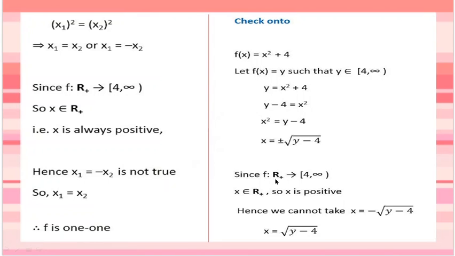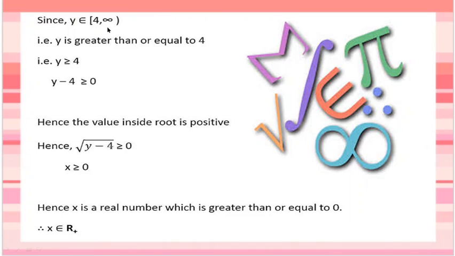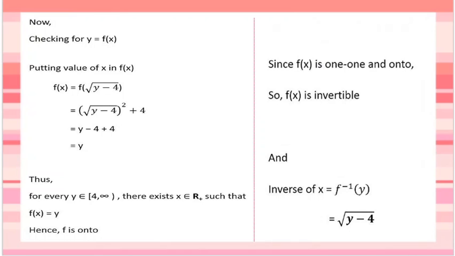Now the function is defined from R plus, so x will be positive every time. So definitely from here also we will remove this negative sign, and x is equal to under root y minus 4. Now y belongs to this interval. Y is greater than or equal to 4 always. So if y is greater than or equal to 4, it means y minus 4 is greater than or equal to 0. If this is greater than or equal to 0, it means x is also greater than or equal to 0, and x is a real number which is greater than or equal to 0, means x belongs to R plus. So definitely for every y there is some pre-image x.